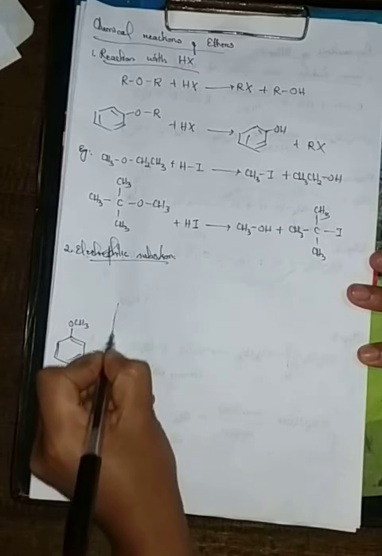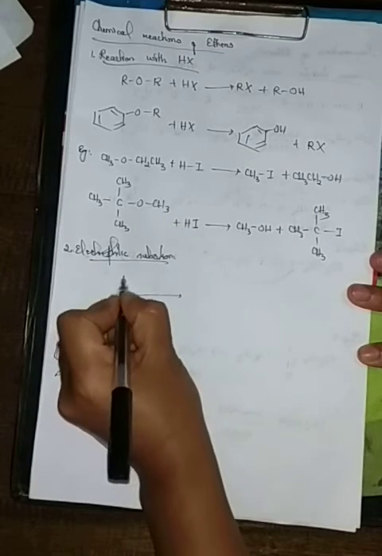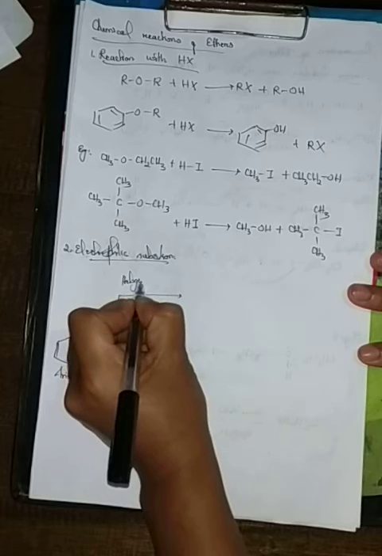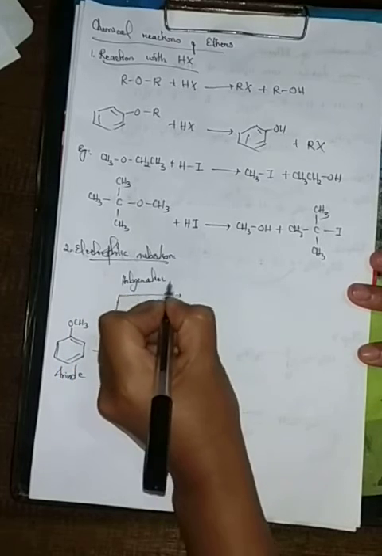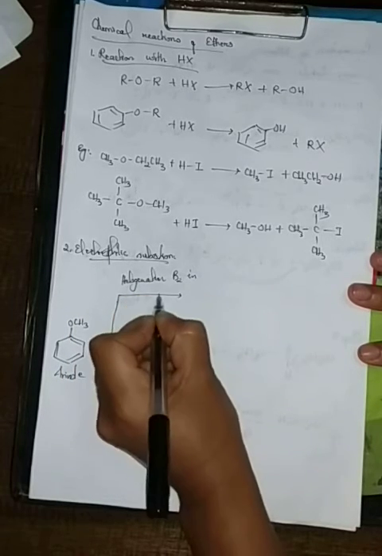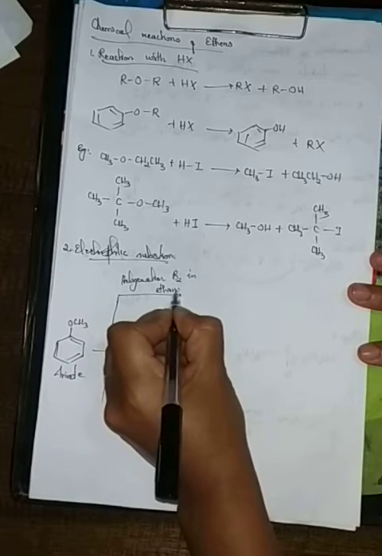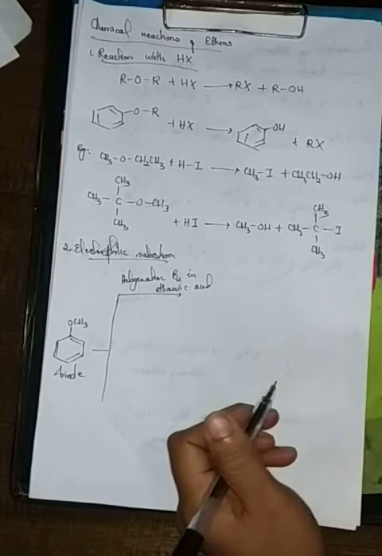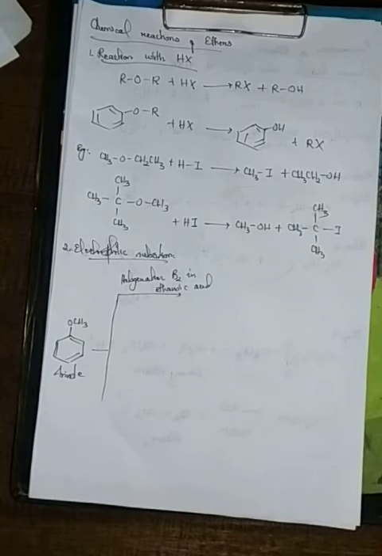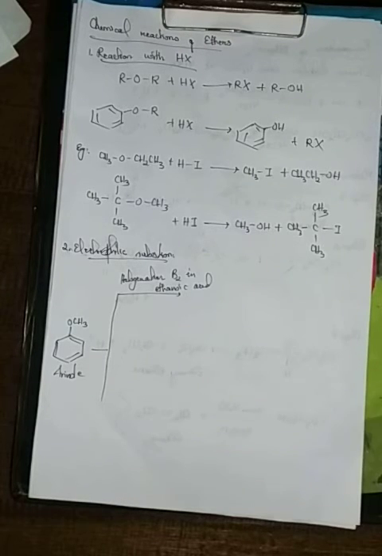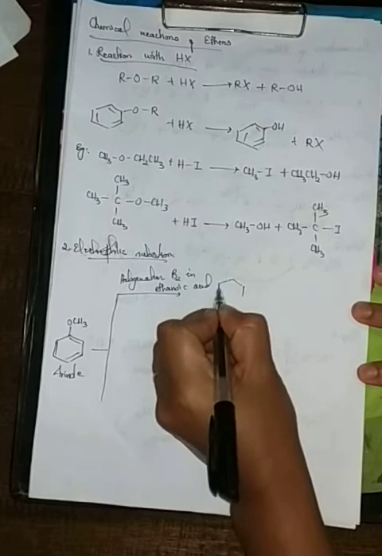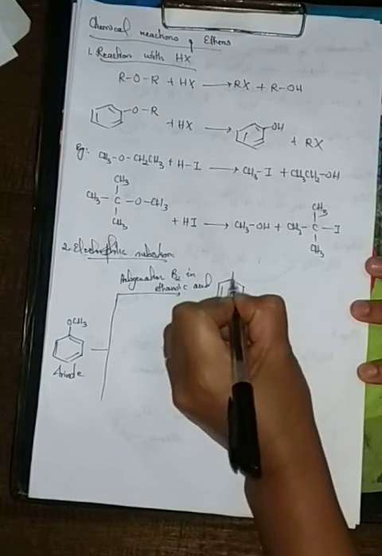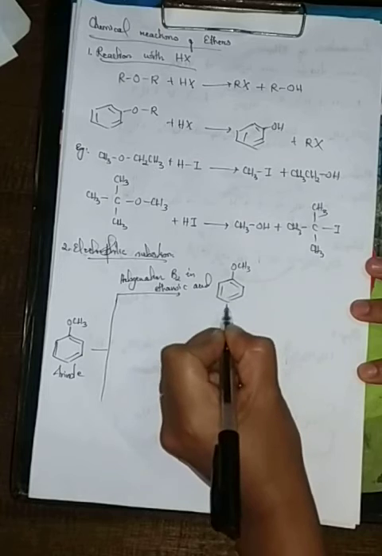Now, if we check the reactions, firstly, let's check halogenation, that is bromine Br2 in ethanoic acid. In ethanoic acid, we will be getting two products. The alkoxy group directs the incoming electrophile and it activates the ortho and the para positions. Therefore, we will be getting both a para product as well as an ortho product, Br.